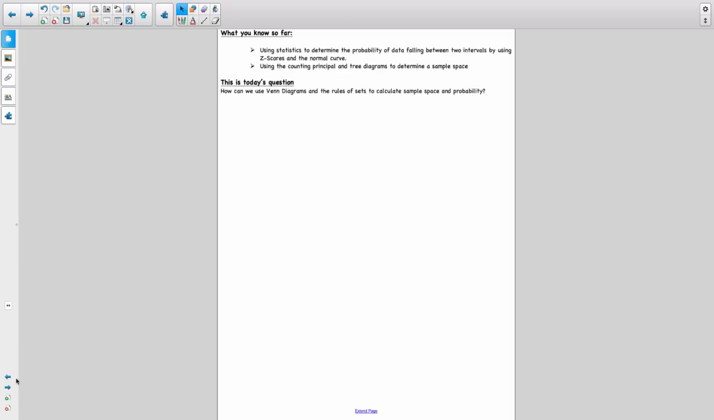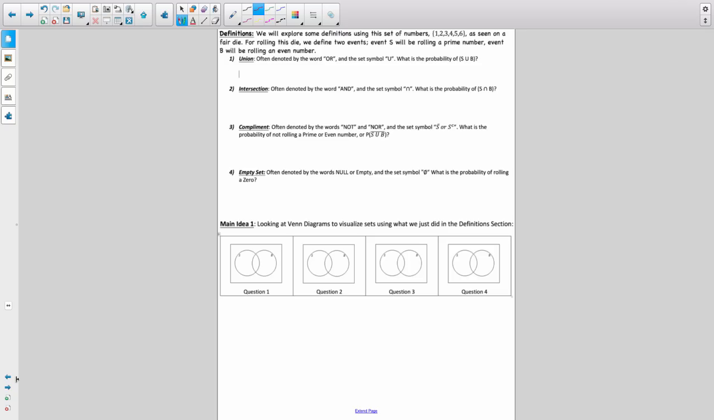Okay, so let's start with the beginning. How can we use Venn diagrams and the rules of probability and sets and sample spaces to calculate probability? Well, let's take a look. Here are some very important definitions. We have union, intersection, complement, and the empty set.